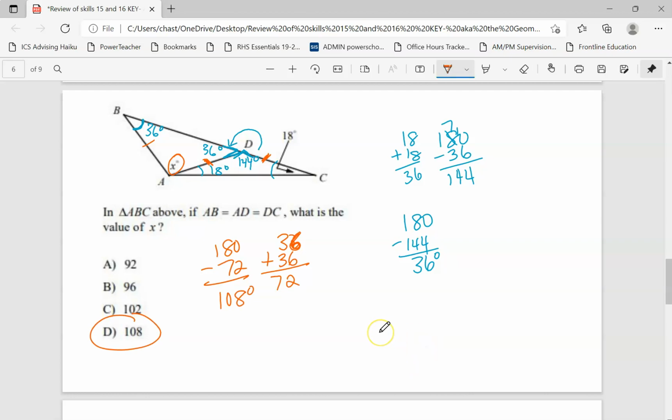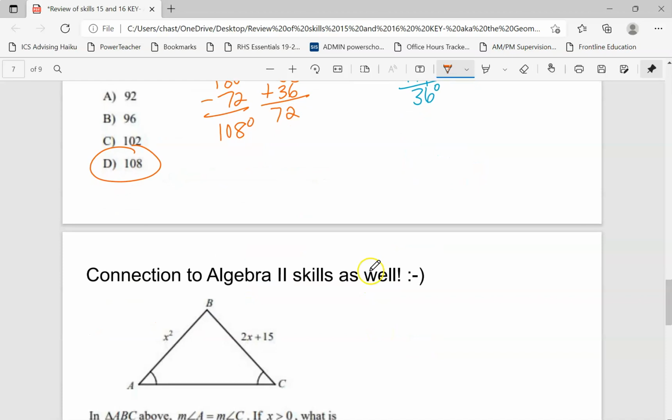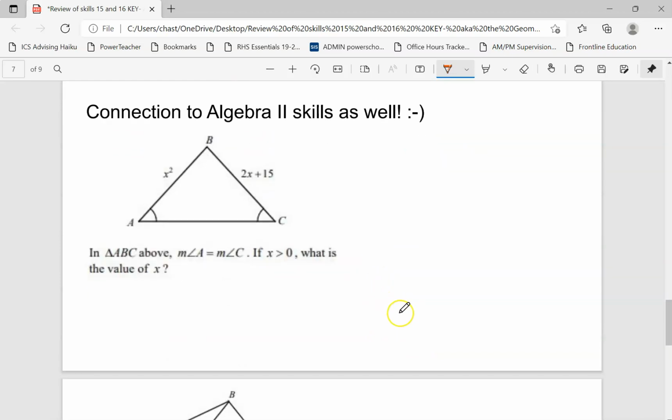Yikes. Okay, sorry about that. All right, let's look at this next one. On this next one, we're told that the measure of angle A is equal to the measure of angle C. They're marked as such. If x is greater than 0, what's the value of x?